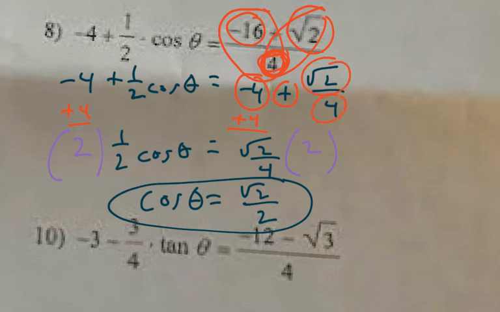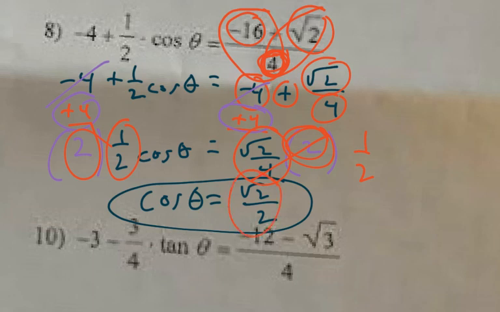Now you should notice I can add 4 to both sides and get rid of the negative 4s. And then I can times both sides by 2 to get rid of this 1/2 in front of the cosine, right? Use its reciprocal. And 2 times square root 2 over 4, well, 2 over 4 reduces to 1/2, so I get square root 2 over 2.